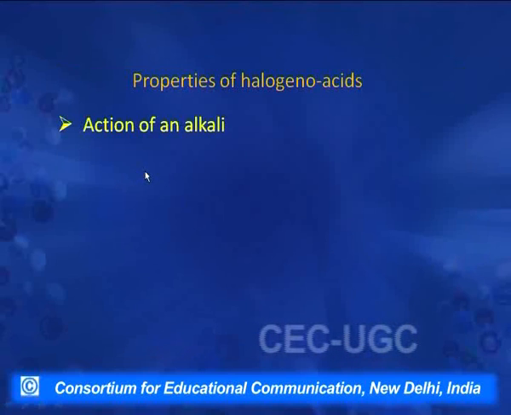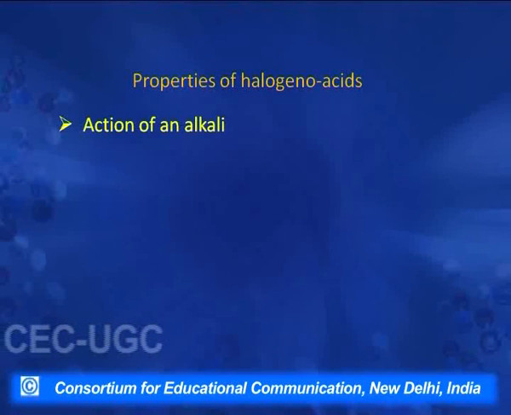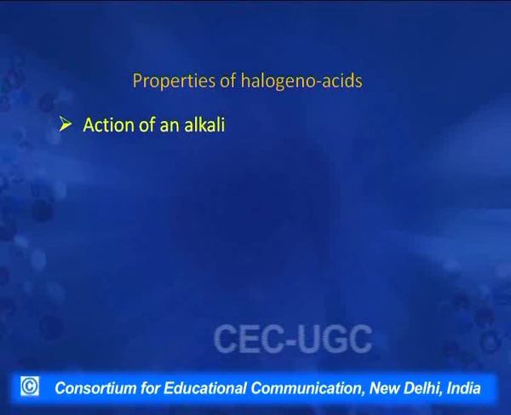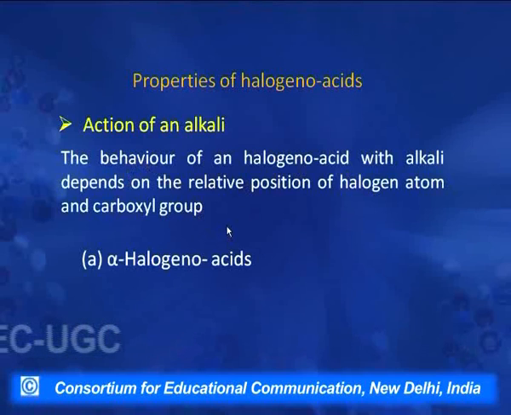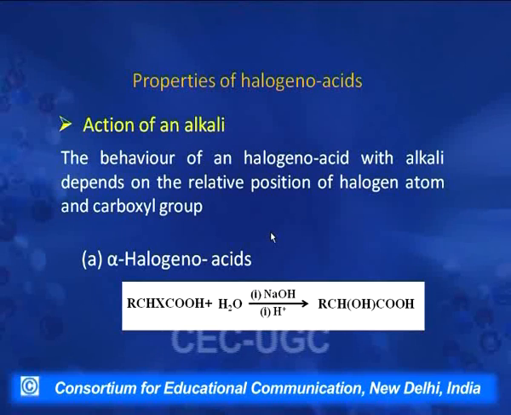There is a specific reaction with alkali for differently substituted halogen acids. That is, if the halogen group is present at the alpha position, beta position or gamma position, different products are obtained on treatment with alkali. When it is an alpha halogeno acid, like this, what happens? This on treatment with alkali, simply the halogen gets displaced by the OH group. It may be sodium hydroxide or sodium carbonate or silver oxide, all these bases can replace this halogen by an OH group, and we get the corresponding hydroxy acids.